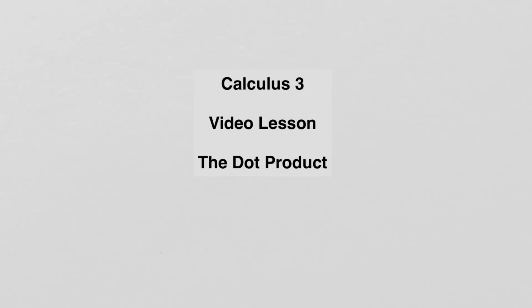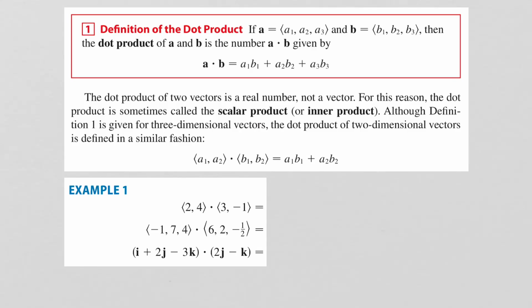The dot product. The dot product is a way of multiplying two vectors where the answer is a scalar. The dot product of a vector A with a vector B is simply the sum of the products of the corresponding components of A and B.